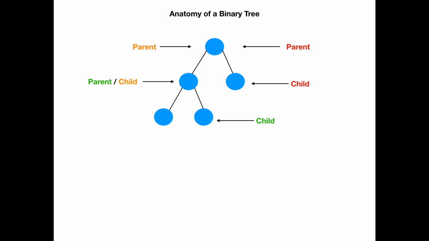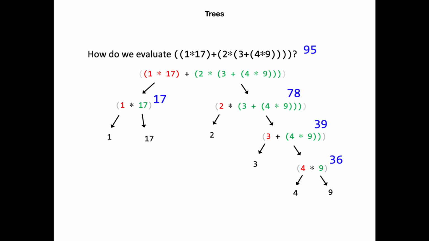So in this case, we can see that one of the nodes is both the parent of another node, in this case the green parent to the green child, and it's also the child of another node, which is the orange parent to the orange child.